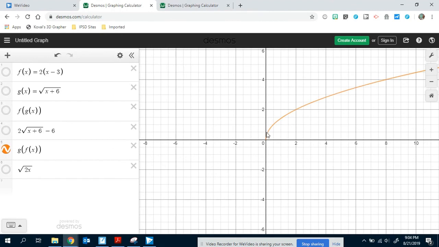And notice that the boundary, the domain and range are both 0 to infinity. It stops at 0 for both the x and y values.